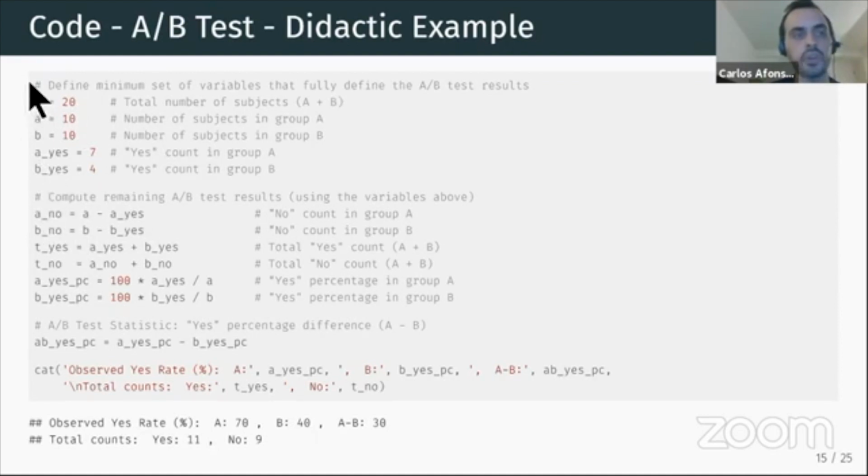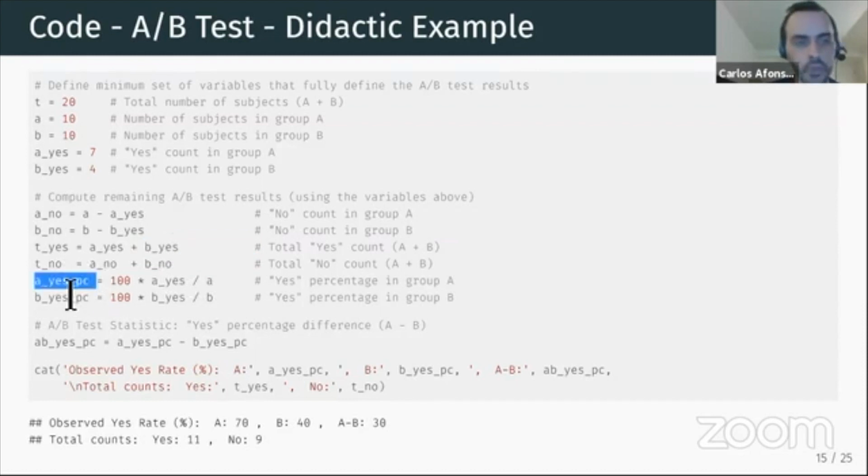Then these variables alone define the A/B test completely, and then we can use those variables to compute all the other results. So if you want to know the number of no's in A, that's just A, the total number of subjects in A, minus the total number of yeses in A, AS. Okay. The same for B. If you want to get the total number of yeses, that's going to be AS plus BS, because AS is the number of yeses in A, and BS is the number of yeses in B. Okay. The same for TNO.